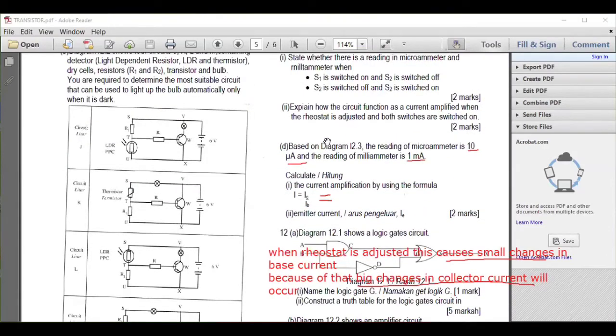So the best thing is to change everything to ampere. Collector current is 1 milliampere. Milli is divide by 1000, that means 1 times 10 to the power of negative 3. Micro means divide by 10 to the power 6, so 10 microampere, where micro is 10 to the power of negative 6.